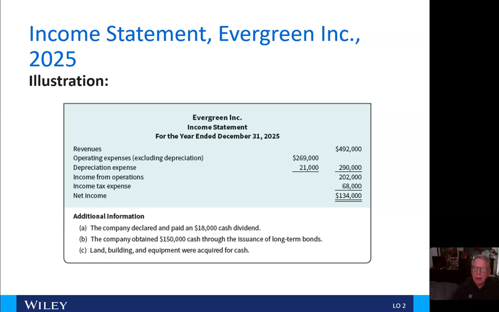So now, if I look at my income statement for the year ended 2025, I now have substantial revenues of $492,000. I have operating expenses, but that excludes depreciation. Depreciation is a non-cash expense, so we want to know what that is, and it's $21,000. So my income from operations, income tax expense, and finally net income. The company declared and paid $18,000 in cash dividends. The company obtained $150,000 cash through the issuance of long-term bonds. And also land, building, and equipment were acquired for cash.